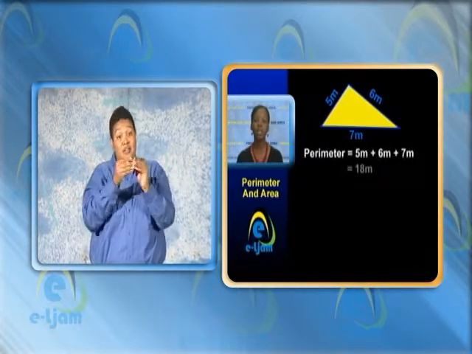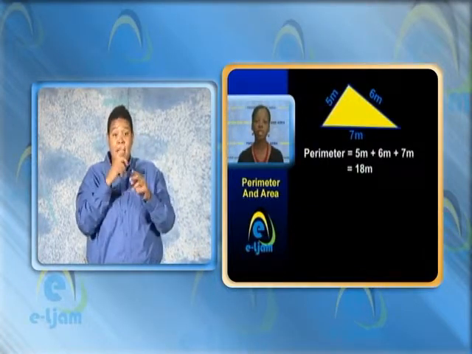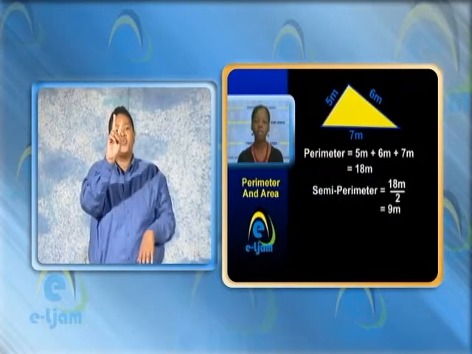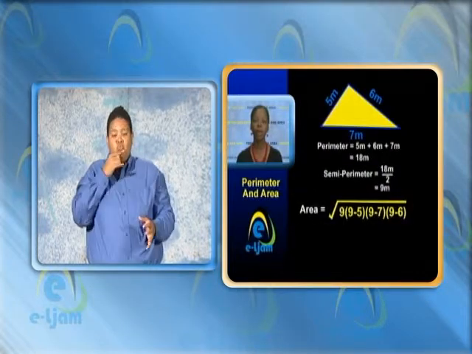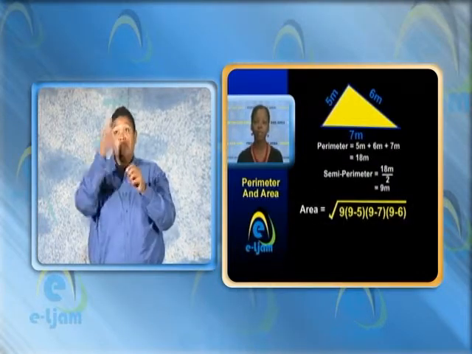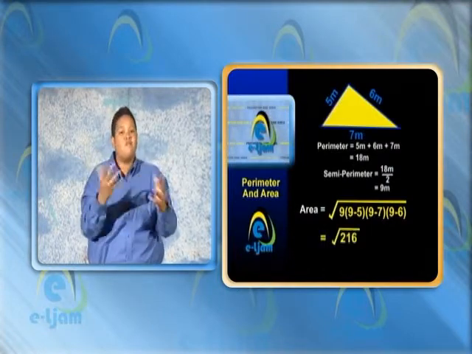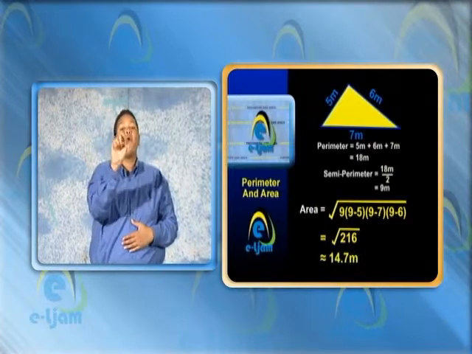First, we find the perimeter of the triangle, which is 18 meters. Then, as the name semi-perimeter suggests, we divide the perimeter by 2, which gives us 9 meters. We then substitute this value along with the sides into the formula to find the area. So the area of the plot would be approximately 14.7 meters squared.